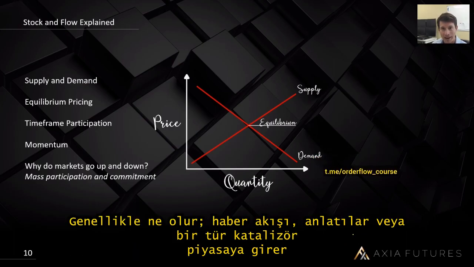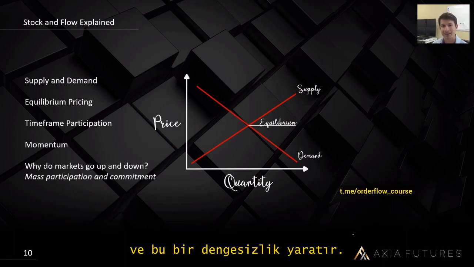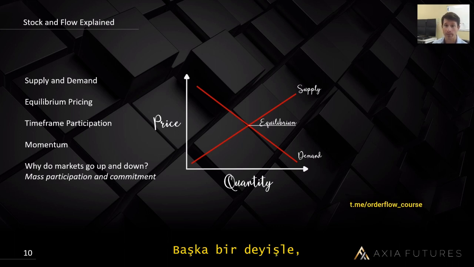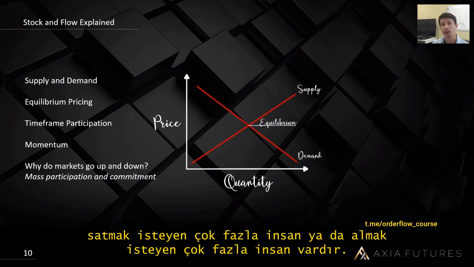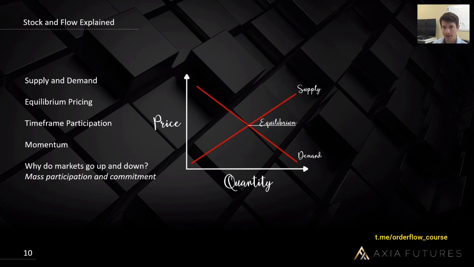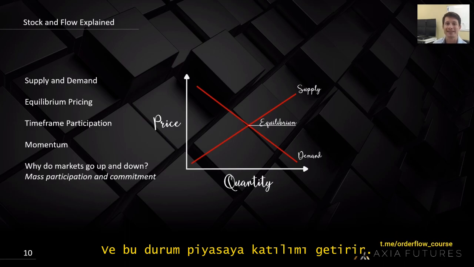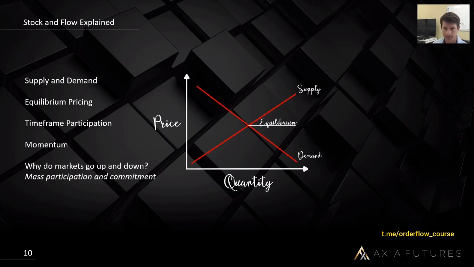Now, often what happens is news flow or narratives or some form of a catalyst comes into the market, and that creates a disequilibrium. In other words, maybe there's an oversupply of stock or there's an undersupply of stock. In other words, there's too many people wanting to sell or too many people wanting to buy. And that then brings participation into the market.